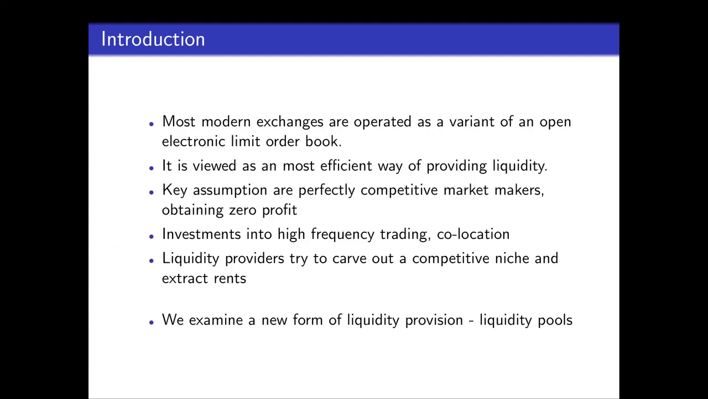Most of the existing markets are some kind of version of an electronic limit order book, and people think this is the best way to provide liquidity. The key assumption there is that liquidity provision is perfectly competitive and market makers obtain zero profits. But that's a little bit at odds with all the investments into high frequency trading technology, and why people co-locate at an exchange computer. We argue that this is because liquidity providers try to carve out some kind of competitive niche and extract rents in these limit order markets.